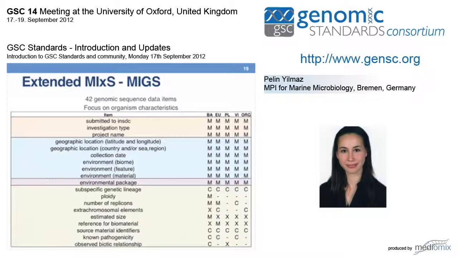So with MIGS, we're focusing on the organism characteristics rather than the environment, actually. Because if you look at this section of MIGS, the nucleic acid sequence source, you will see a lot of things like subspecific genetic lineage, ploidy, number of replicons, and so on. Because this is considering that a genome would come from a culture, generally, or traditionally.